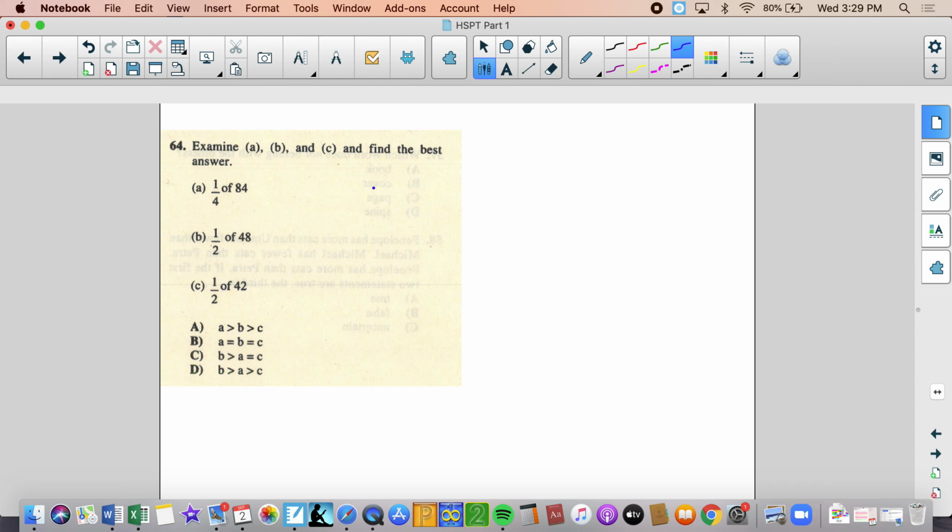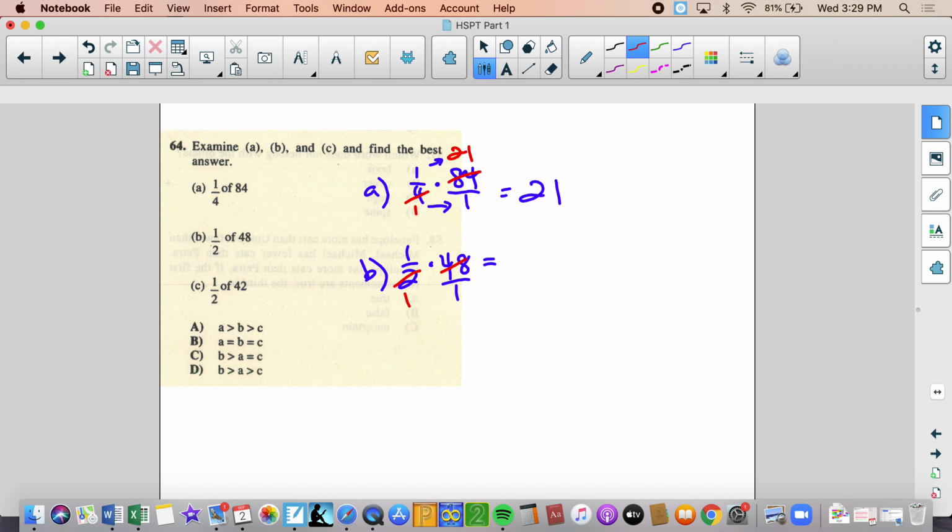So we have A, which is 1/4 of, multiplying, 84. Then we turn 84 into a fraction. We're going to cross cancel. 4 goes into 4 once. 4 goes into 84 21 times. So we get A is equal to 21. 1 times 21, 1 times 1, 21 over 1 equals 21. Let's look at B. 1/2 of 48 equals 2 goes into 2 once, 2 goes into 48 24 times. And C. 1/2 of 42. 2 goes into 2 once, 2 goes into 42 21 times, and then we get 21.